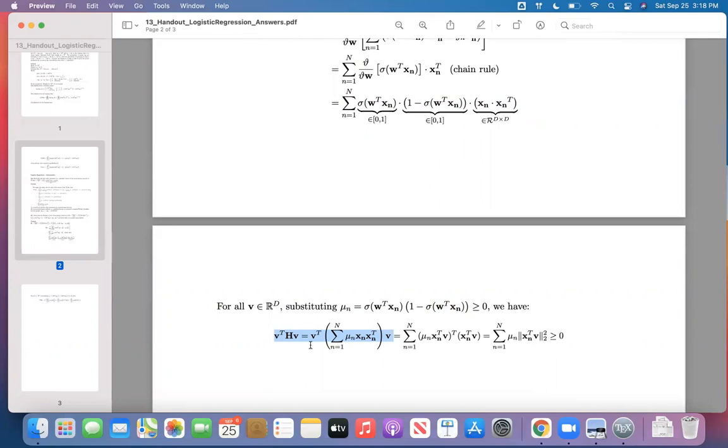What we can do is that we can bring V transpose and V inside the sum. And after we do so, we have basically X transpose V and its transpose multiplied by itself. Now, a vector multiplied by itself is actually the squared L2 norm of that vector. The L2 norm is always positive. Therefore, this product will be positive because mu is also positive. Therefore, this entire sum is going to be positive.